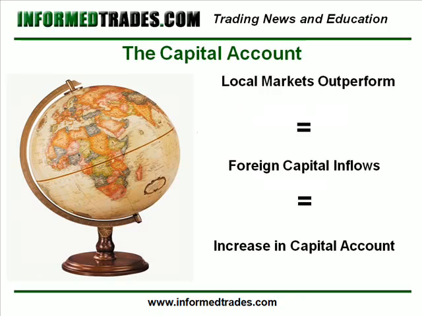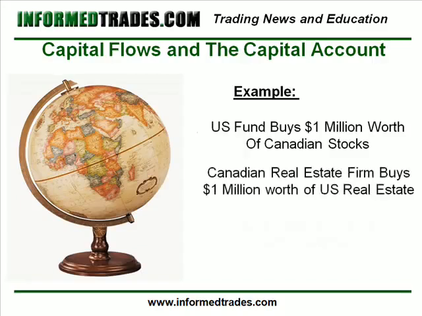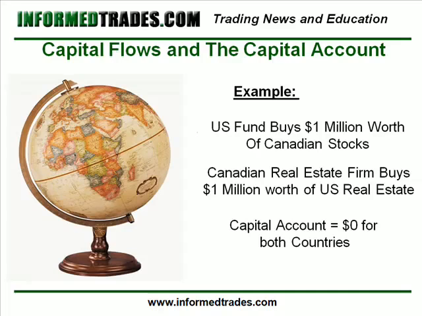This is the case whether we are talking about a country's stock market, bond market, real estate market, etc. As a quick example, let's say that a mutual fund located in the United States invests $1 million in the Canadian stock market, and a Canadian real estate firm buys the equivalent amount of real estate in the United States. Just for simplicity's sake, if these were the only transactions that took place between those two countries and any other country, the capital account for both the United States and Canada would show a balance of zero, as these two transactions would have exactly offset themselves.